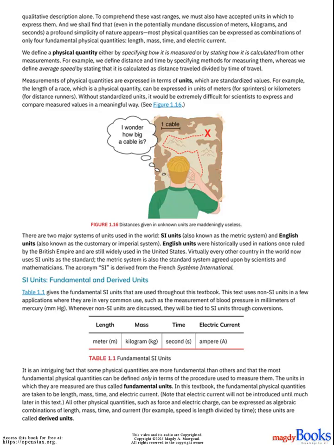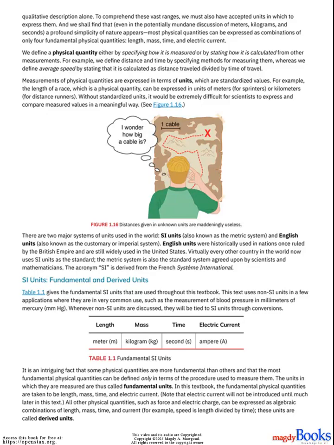electric current. We define a physical quantity either by specifying how it is measured or by stating how it is calculated from other measurements. For example, we define distance and time by specifying methods for measuring them, whereas we define average speed by stating that it is calculated as distance traveled divided by time of travel. Measurements of physical quantities are expressed in terms of units, which are standardized values. For example, the length of a race, which is a physical quantity, can be expressed in units of meters, for sprinters, or kilometers, for distance runners.